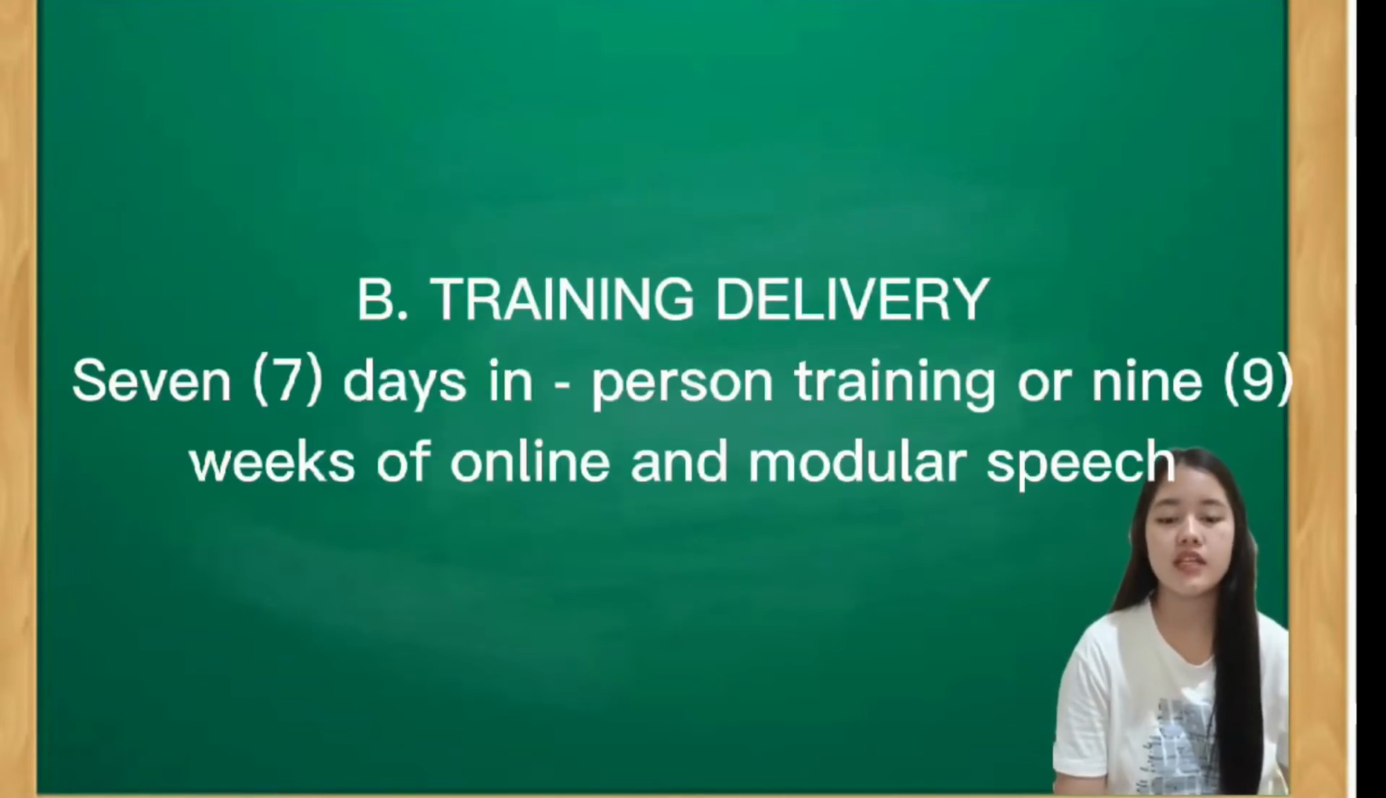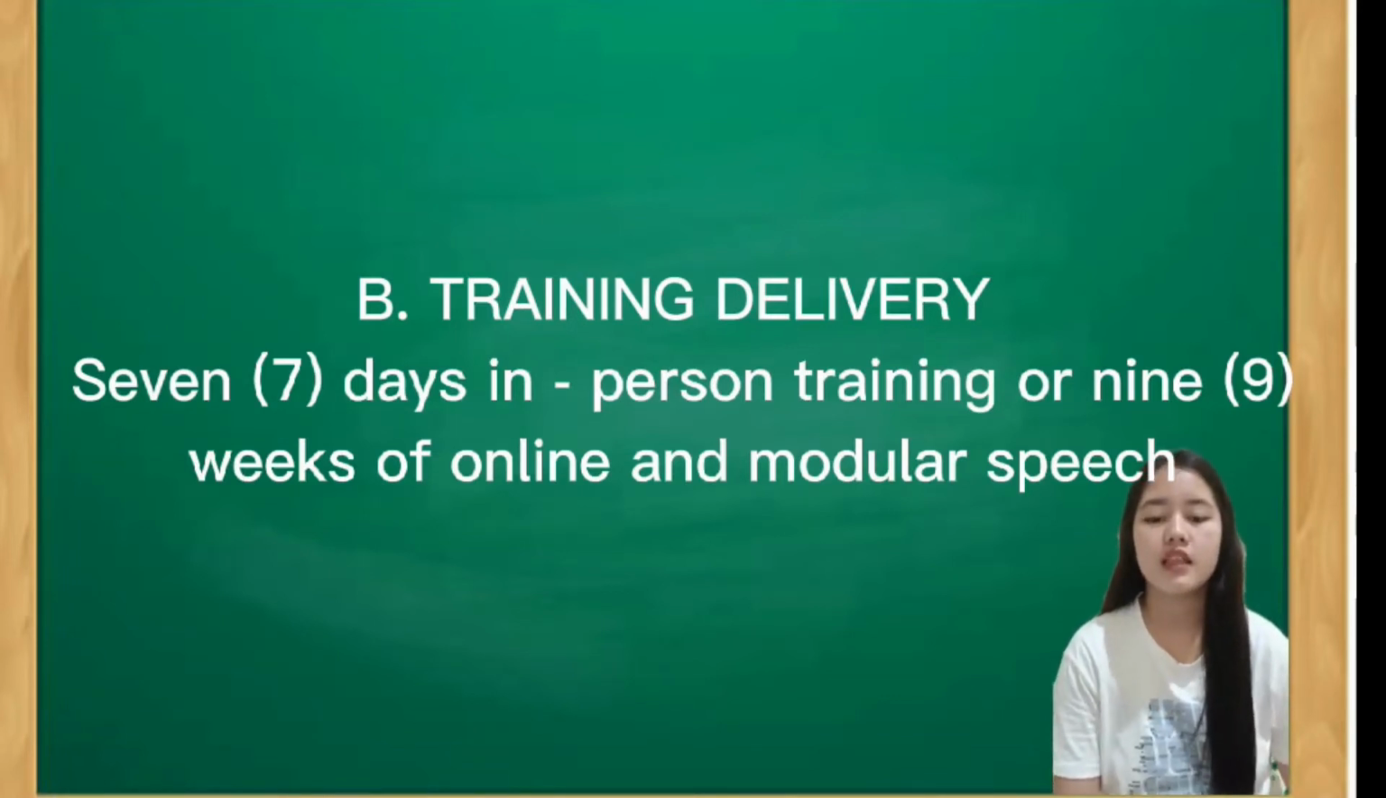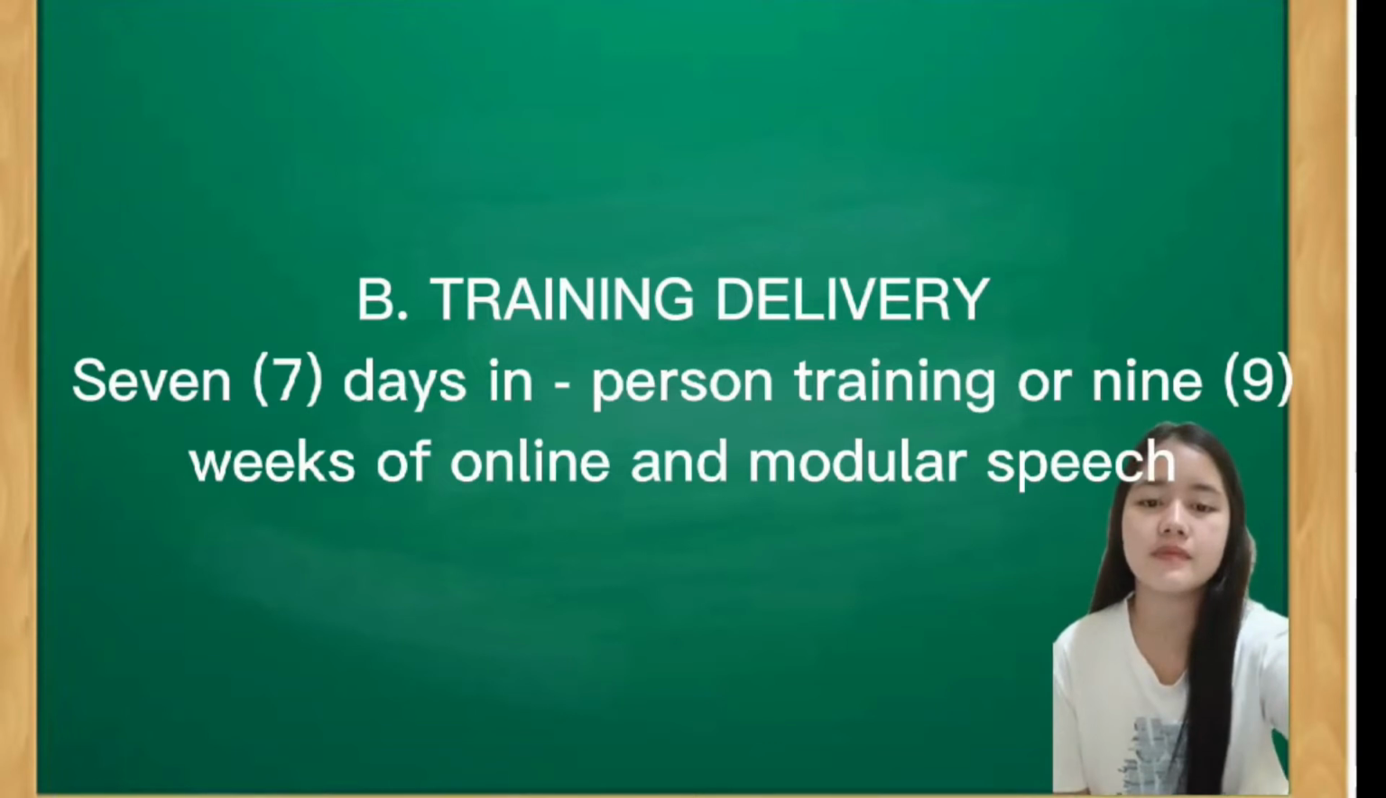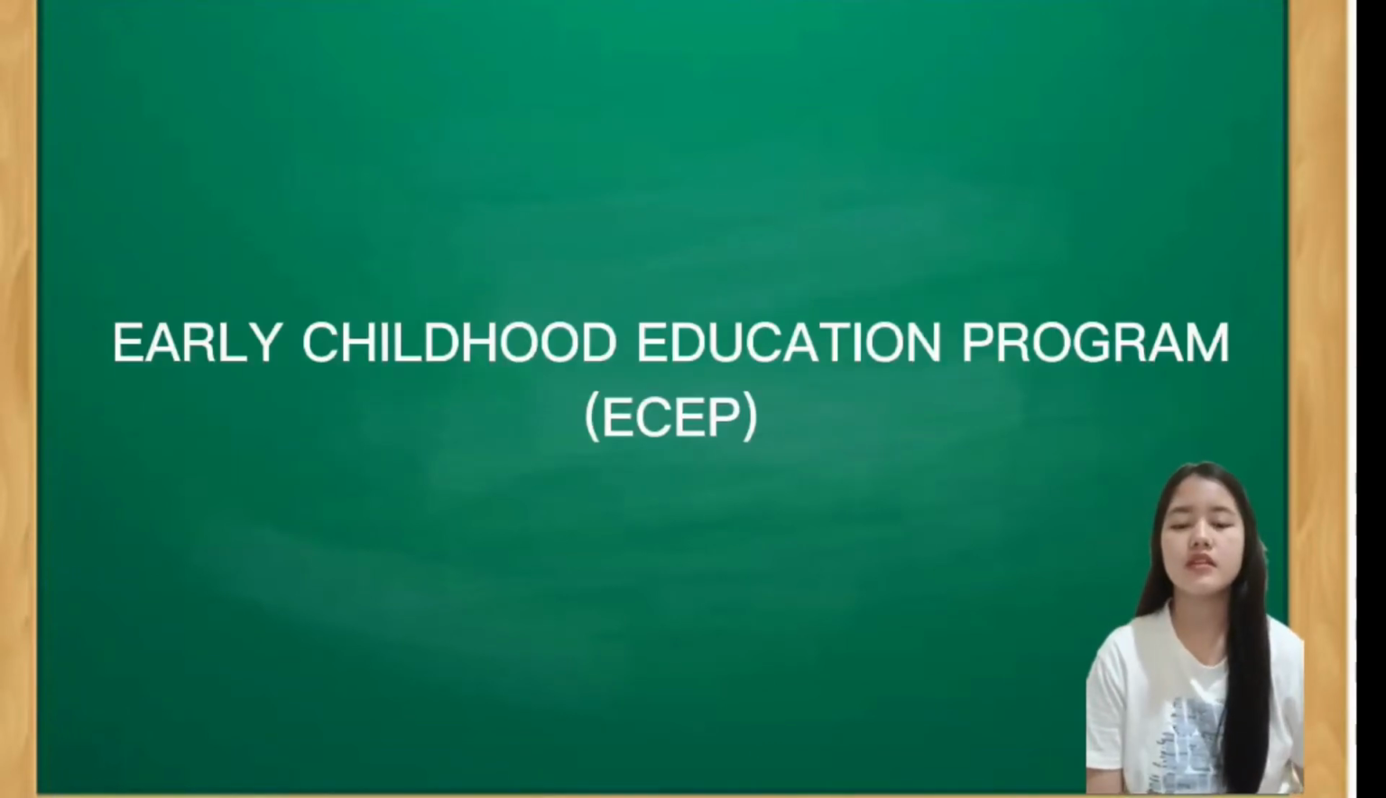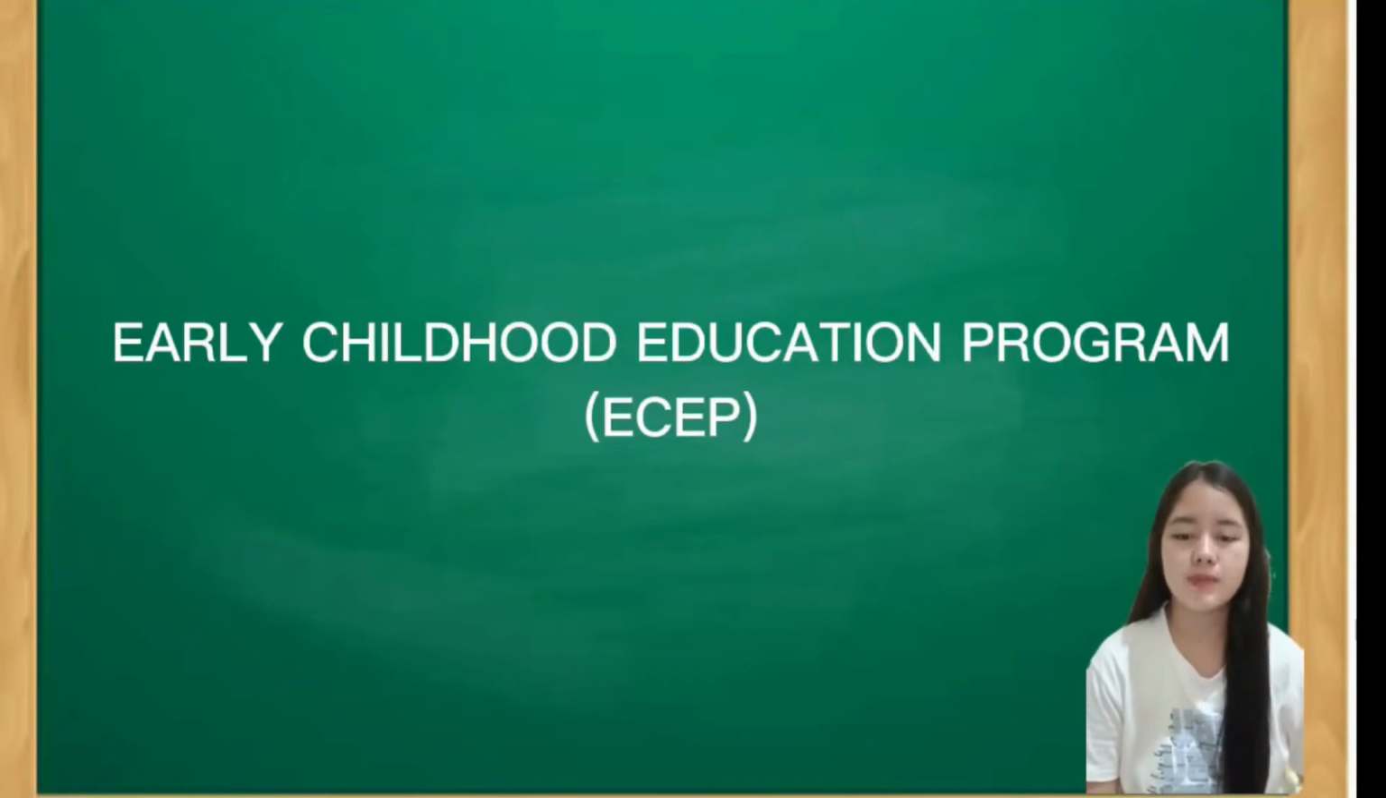So the next one is the training delivery. The training delivery will be 7 days of in-person training or 9 weeks of online and modular approach. Then the next one, the Early Childhood Education Program, or ECEP, is a scholarship program granted by the ECCD Council to CDTs and CDWs from LGUs with the newly established NCDC.